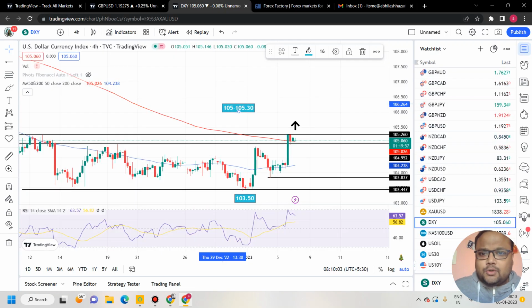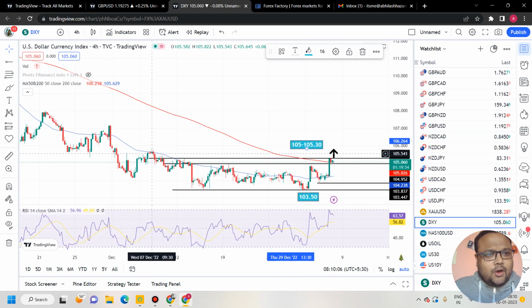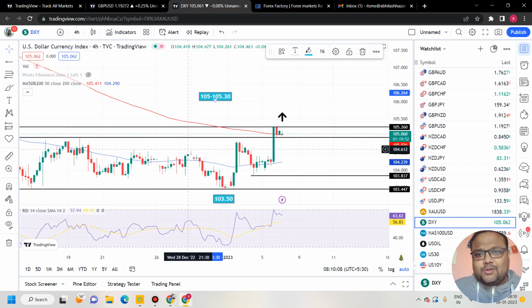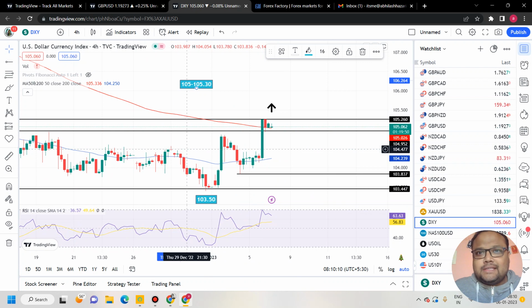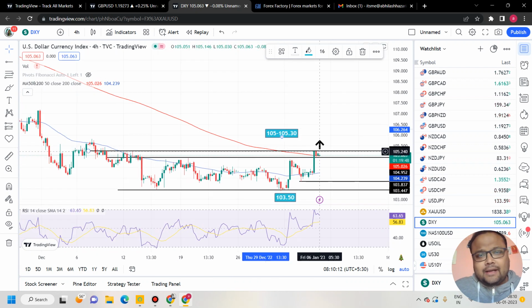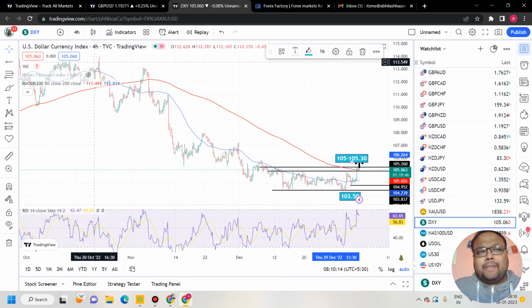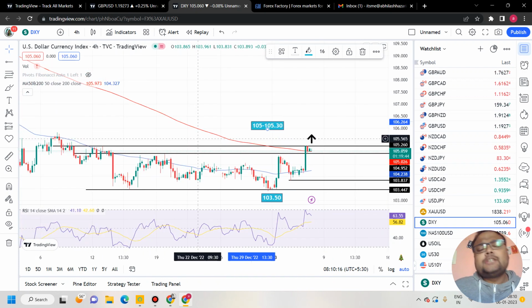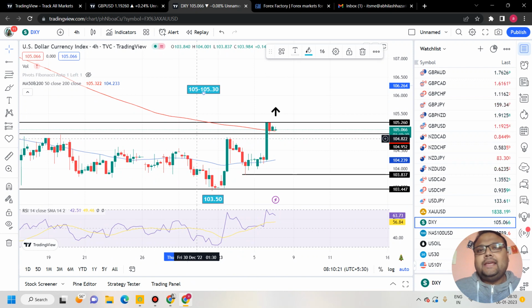Okay. So as we all can see, the DXY is right now standing at 105.06. This is the current market price of DXY, and after this massive fall, DXY was in a range for quite some time, and yesterday we could see that DXY tried its best to break the range.